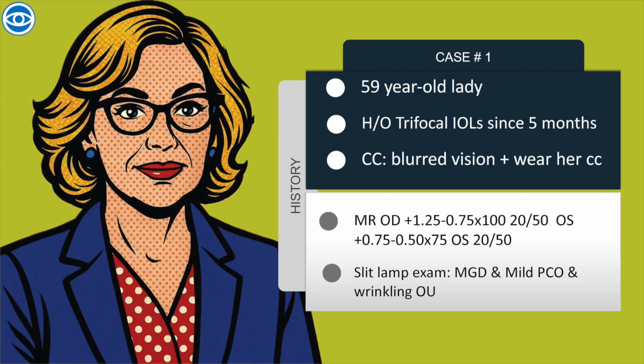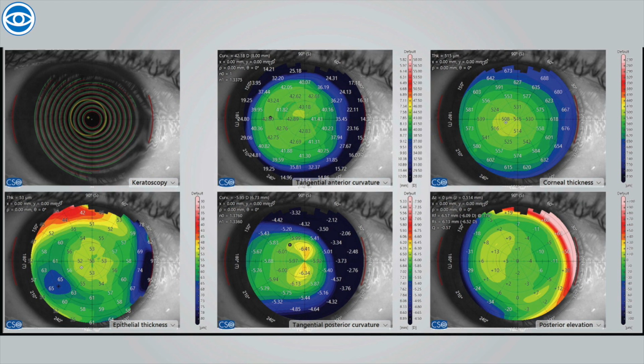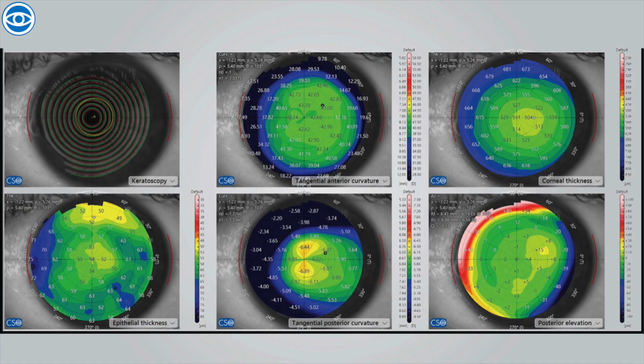So this is a lady, 59-year-old lady with a trifocal IOLs implanted 5 months ago, and she has blurred vision and wears her eyeglasses all the time, not happy. That's her refraction, not corrected to 20/20. On slit lamp, she has MGD, mild PCO, and the wrinkling of the capsule. This is her MS39 in the first eye, and that's in the second eye, and they all look good.